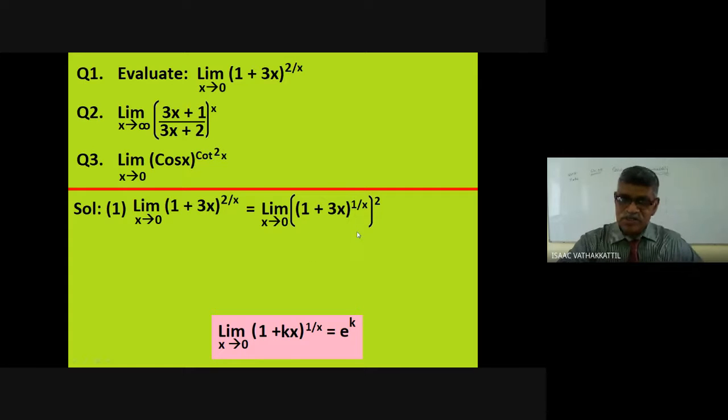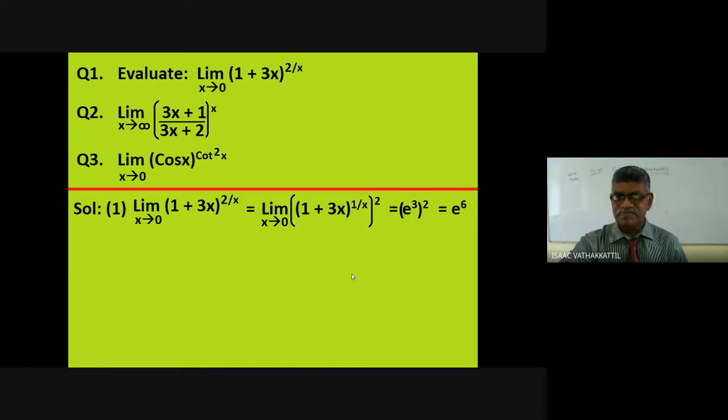(1 plus 3x) raised to 1 by x, whole raised to 2. Raised to 2 by x, I can write as 1 by x raised to 1 by x. (1 plus 3x) raised to 1 by x, whole raised to 2. (a raised to m) all raised to n is a raised to mn. So this is (e raised to 3) all raised to 2, since limit x tends to 0 of (1 plus kx) raised to 1 by x is e raised to k. So (e raised to 3) all raised to 2, that is e raised to 6. Clear the formula?